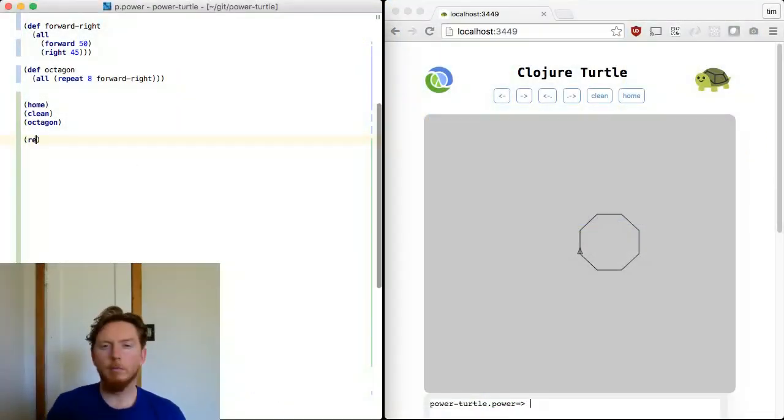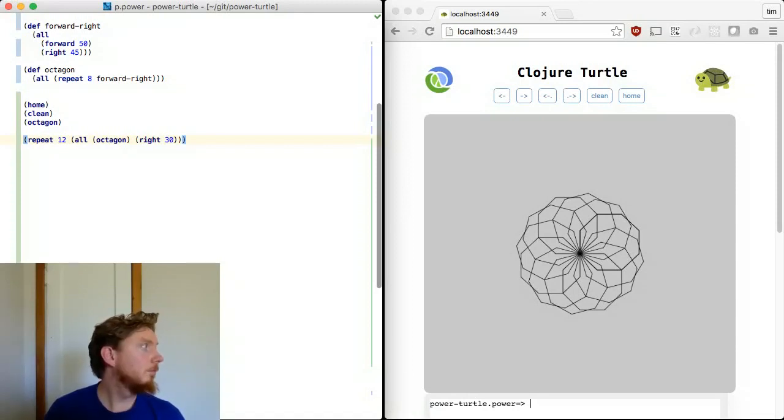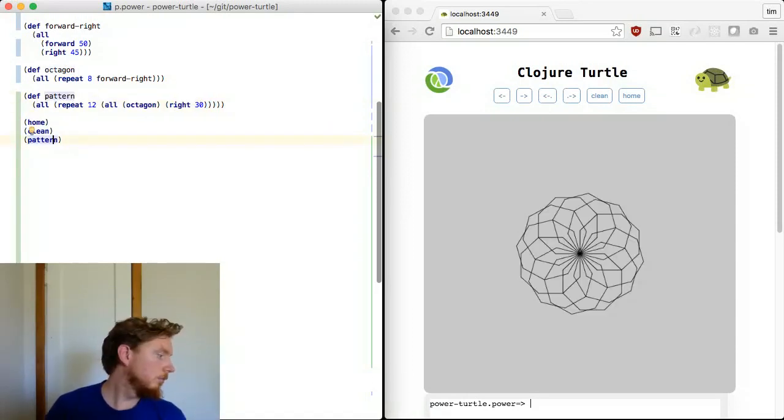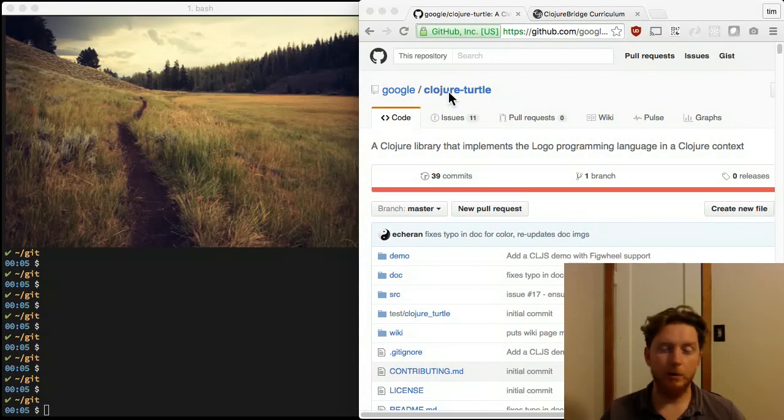Today we take Clojure-Turtle out for a spin. Ilunga Shiran is a data scientist at Google, a human language expert, and the author of Clojure-Turtle. I had the opportunity to ask him why he wrote Clojure-Turtle.